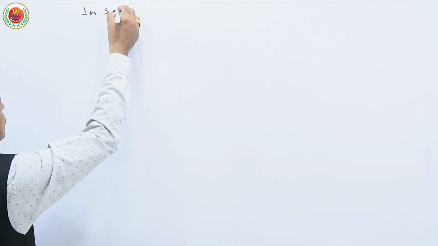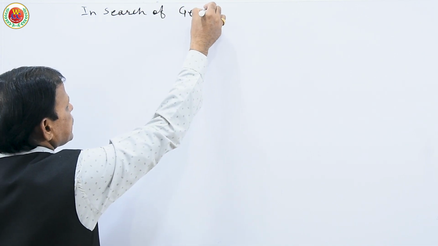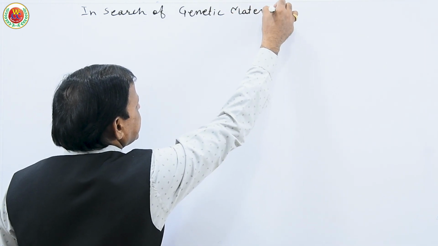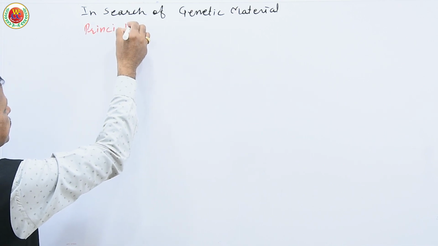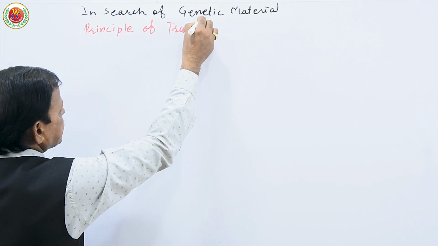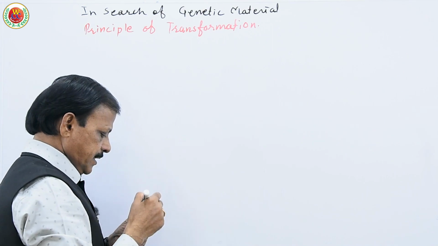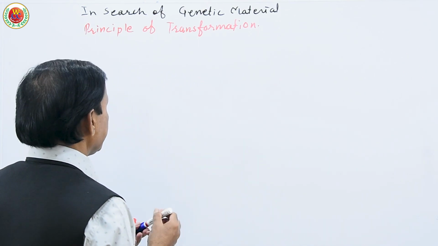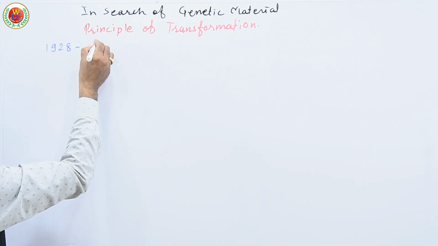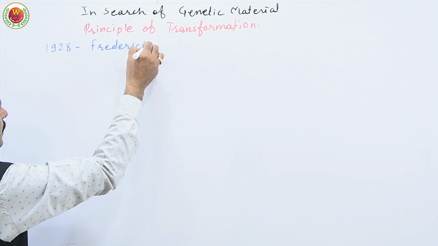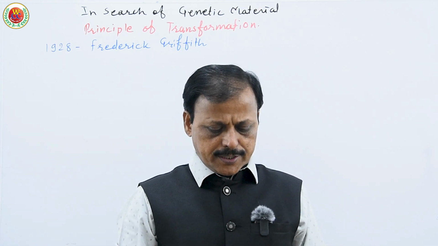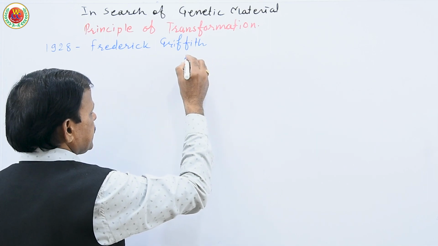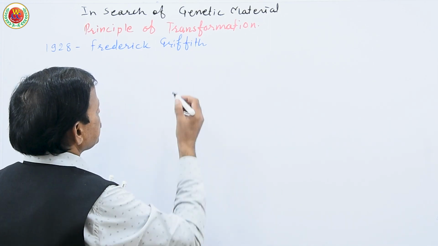So, the topic is in search of genetic material. Under this heading, the principle of transformation. This experiment was given by Frederick Griffith in 1928. Frederick Griffith selected a pathogen, Streptococcus pneumoniae, for his experiment.